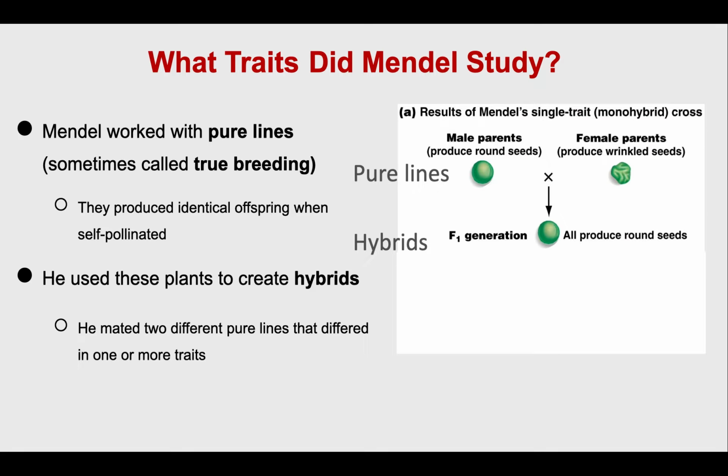Another key thing is that Mendel worked with pure lines. These are lines that have an established genotype. We know what they are. When they self-pollinate, they're going to produce identical offspring, sometimes called true breeding. So he used these pure lines to create hybrids. If we mix two different pure lines together, we're going to get a hybrid in the F1 generation.